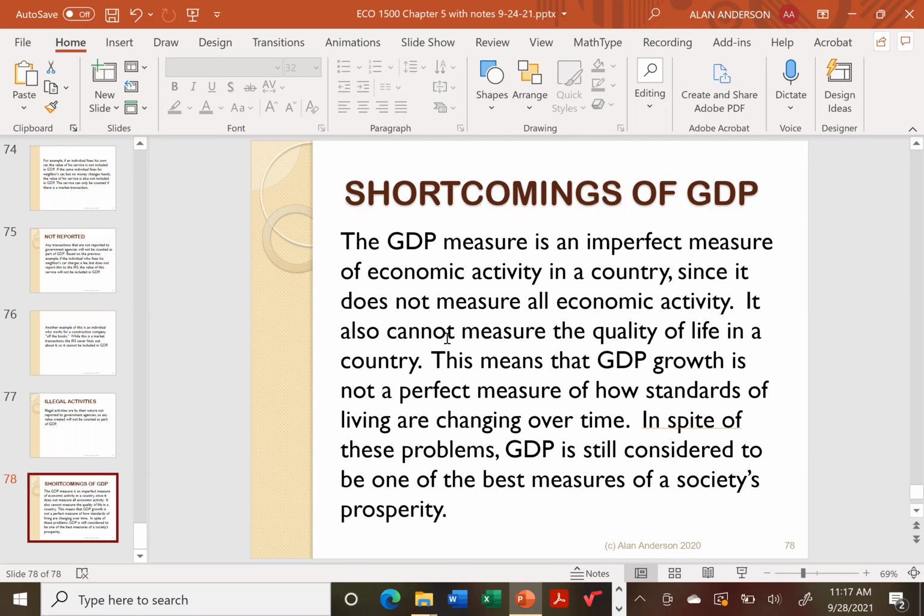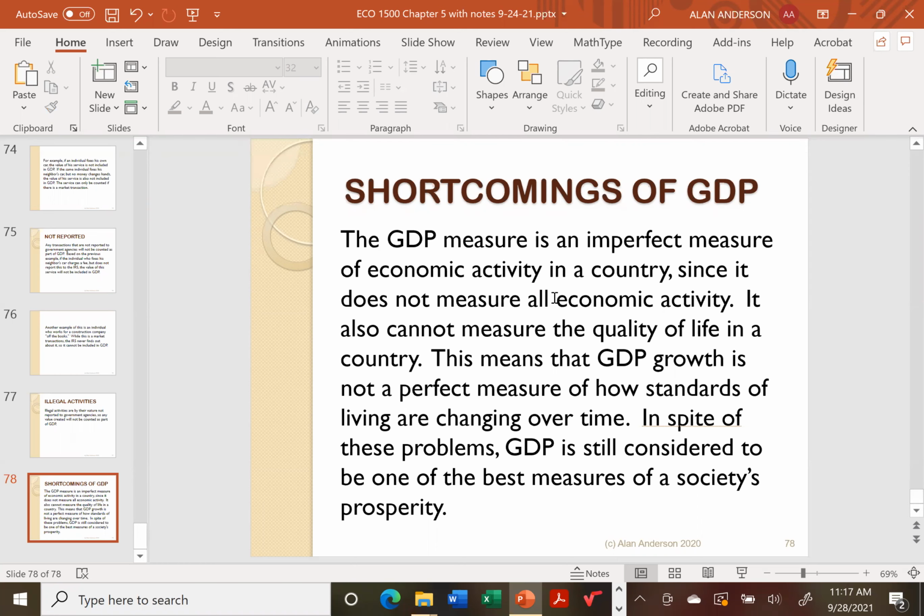But in general, this is still considered to be the best measure we have of how well a society is doing, what our standards of living look like. So yes, economists are constantly working on these measures and trying to improve them. But in spite of all of this, it's really the best that we have. Okay, so yeah, it's just difficult to do this properly.